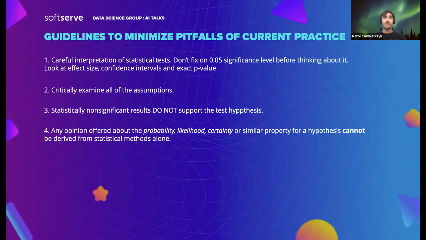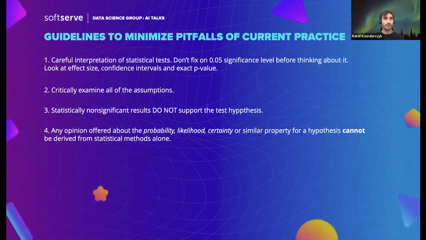The first thing is to carefully interpret statistical tests. Never fix on a 0.05 significance level before thinking about it for a second. Remember, first think about your significance level, what you expect from the study, what you can accept or not, and then go on with rejecting the hypothesis or not. Also look at the effect size of a statistical test. Look at the confidence intervals. Look at the exact p-value. Because, for example, if you set your threshold at 0.05 and you get a p-value of 0.051, would you not reject it?